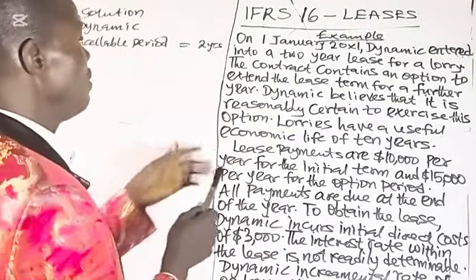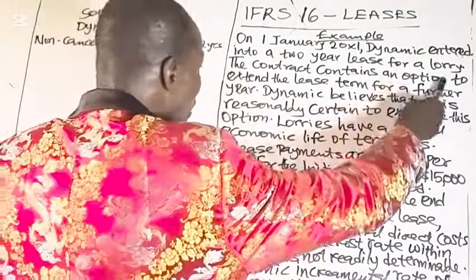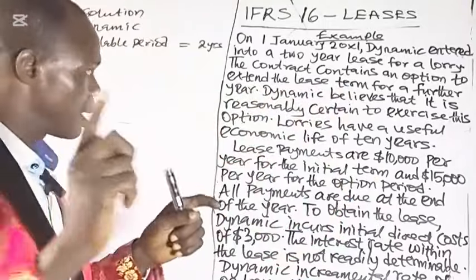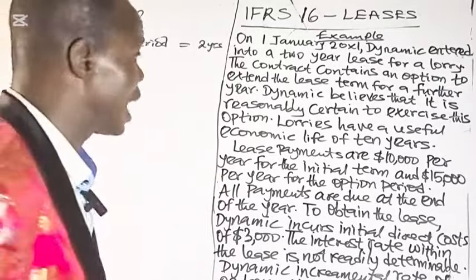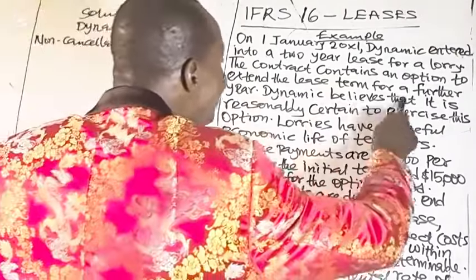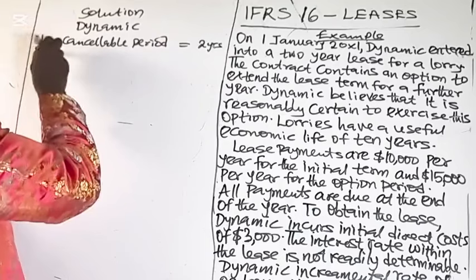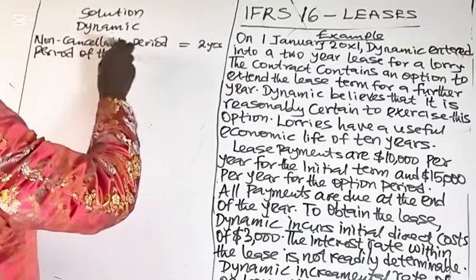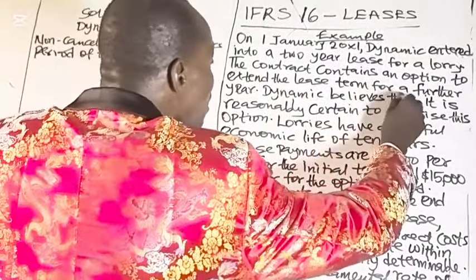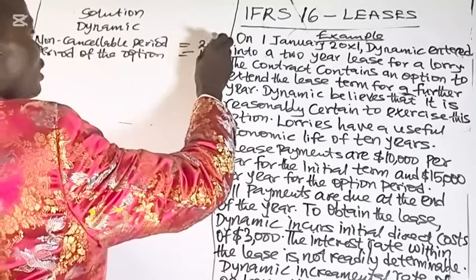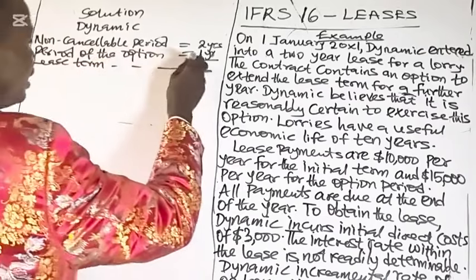So now, let's see if the period of the option will form part of the lease term. You were told the contract contains an option to extend the lease term for a further year, 1 year for the period of the option. But I've told you the period of the option will form part of the lease term where it is reasonably certain that the option will be exercised. Now, you were told Dynamic believes that it is reasonably certain to exercise this option. Since the option will be exercised, the period of the option will form part of the lease term. So the period of the option is 1 year, and the lease term will be 3 years.